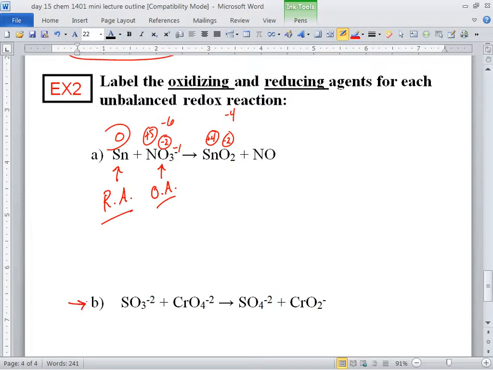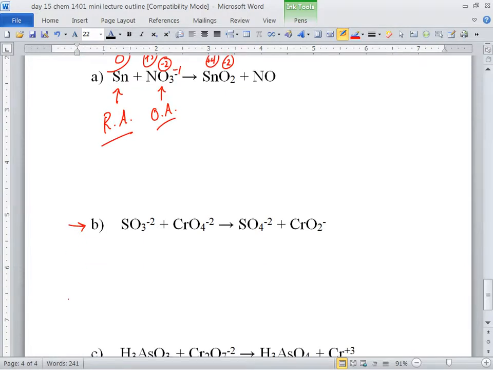So in B, which one is the reducing agent? You want to figure it out? Is it the sulfite or the chromate? Sulfite? The reducing agent. I think Dylan's right.